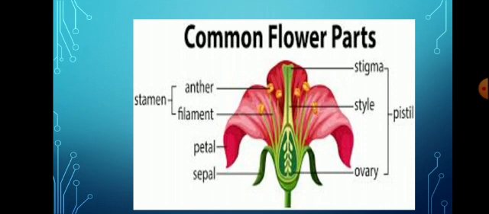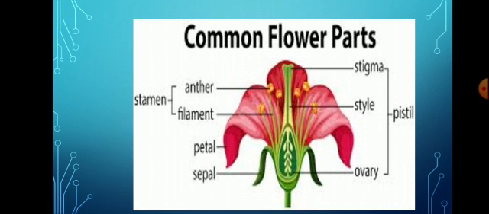Taken together, the petals of the flower form what is called the corolla. They may be joined together. Petals attract insects and help the process of pollination.